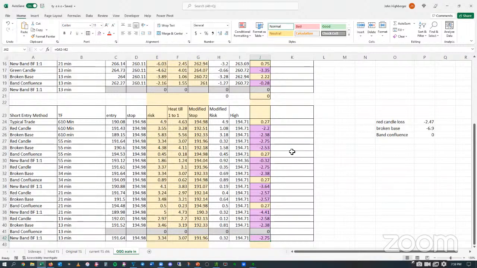So next week, we might look at using a certain profit target as an exit and see how that works for us. So you guys have a great rest of your evening.